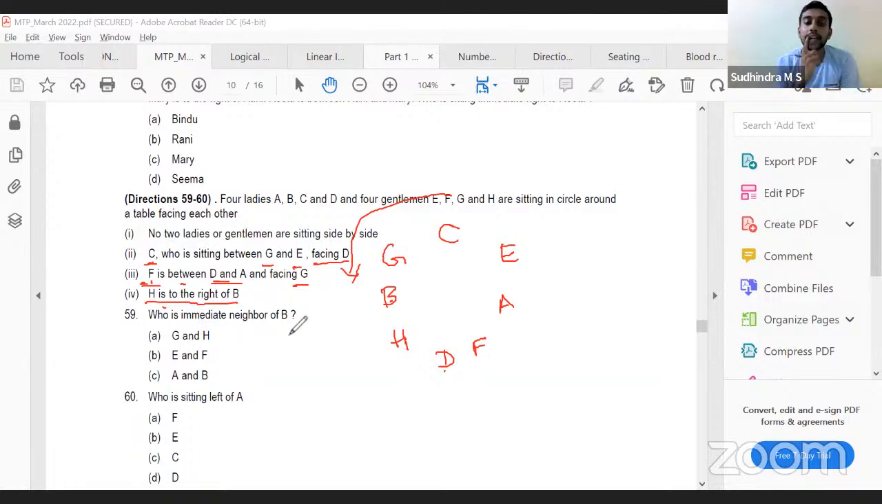Who is the immediate neighbor of B? G and H are the immediate neighbors of B. Who is sitting to the left of A? F. Yes, left means clockwise direction. So A's left is F. Is that clear? Yes, sir. Okay. So these are some of the questions in seating arrangements. We'll look into some more questions.